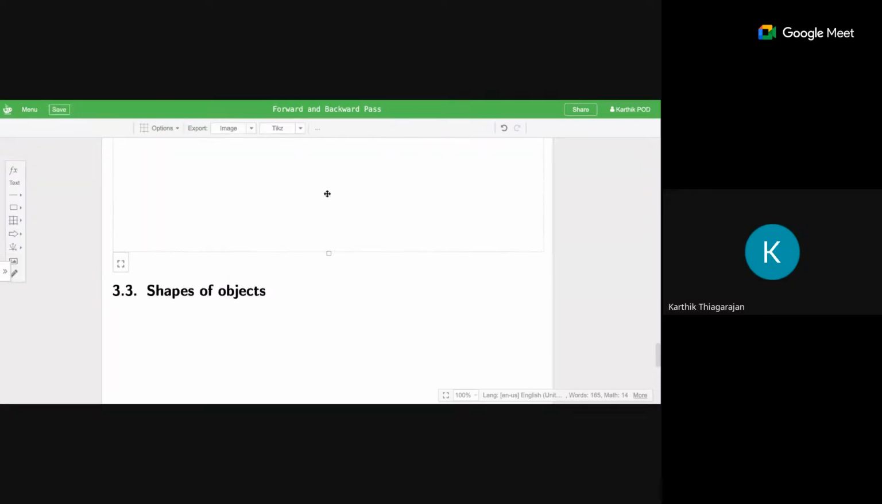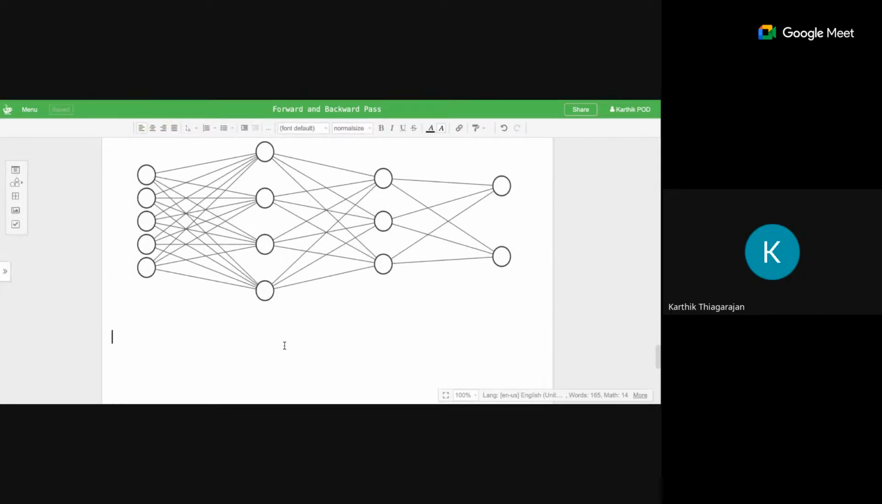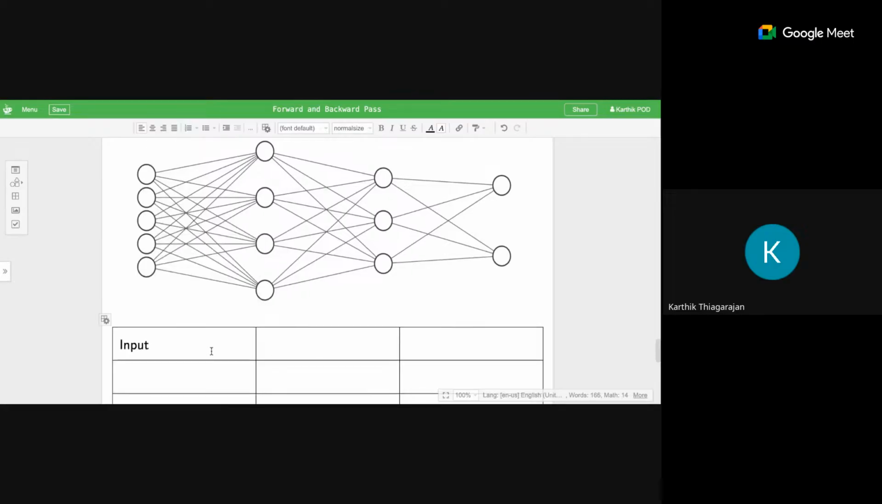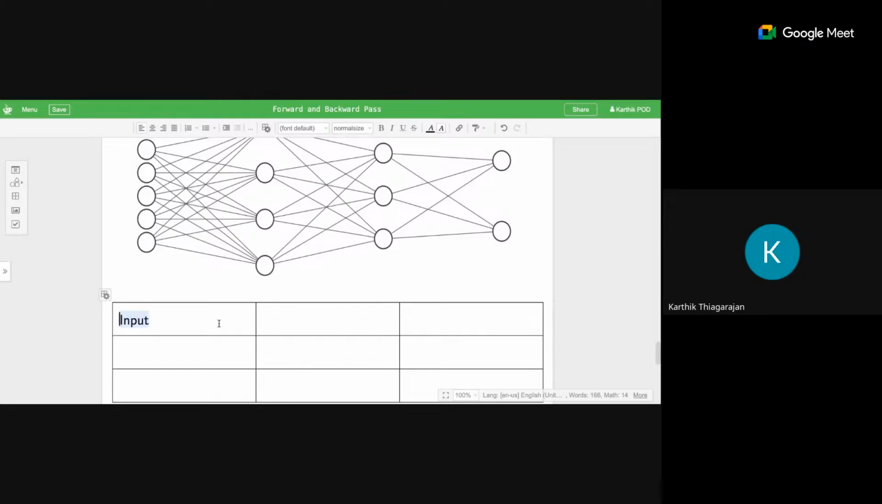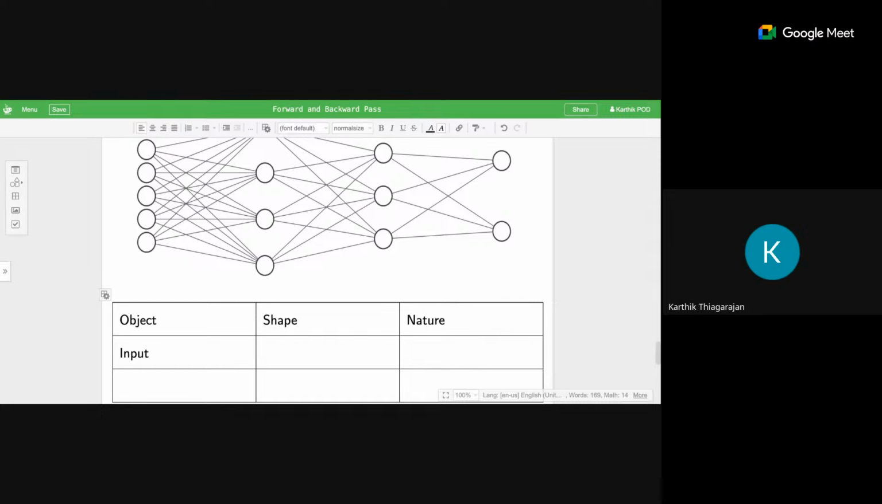So we'll copy this and paste it here. Maybe a table is better. So the input, or what is the object we are studying? We are studying the input, and this is the shape. This is the nature of the object. So the input is the object, and that's a vector. Maybe you should interchange this and shape. So the nature of the object here is a vector.